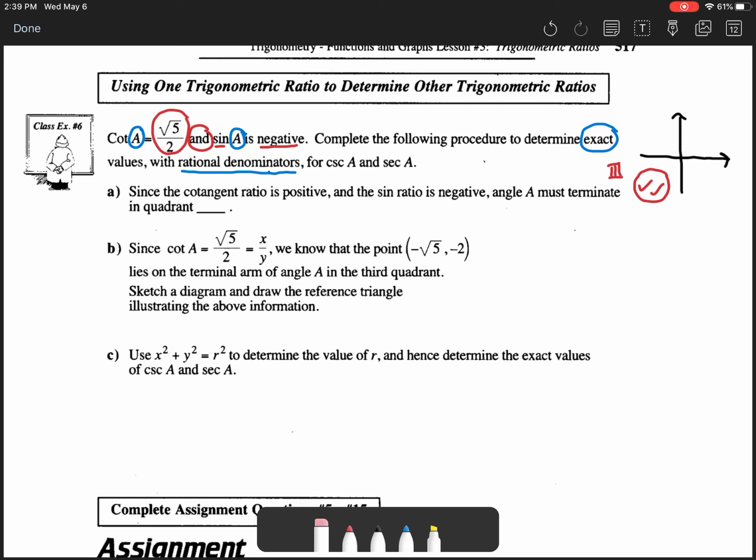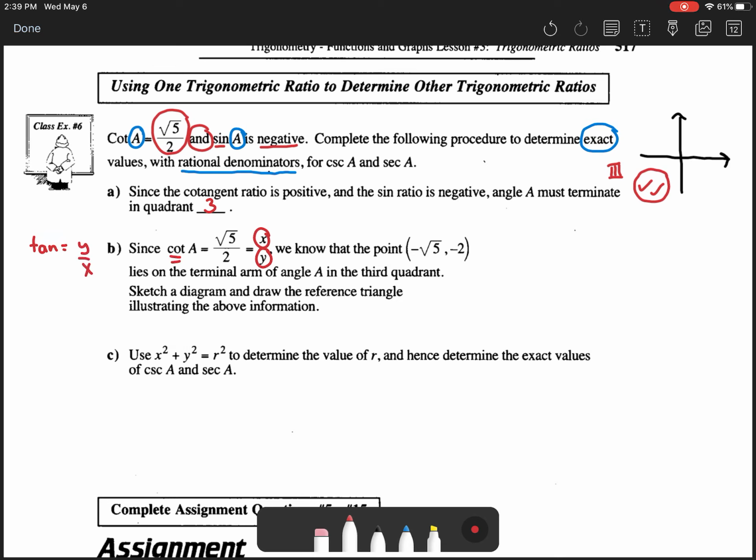It says, since the cotangent is positive and sine is negative, angle A must be in quadrant 3. So that's just what I showed you off to the side there. Now, since cotangent of A is root 5 over 2, we know that that is going to be x over y. Why do we know that? Because we know that tangent is always y over x.